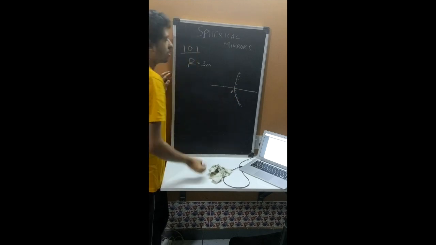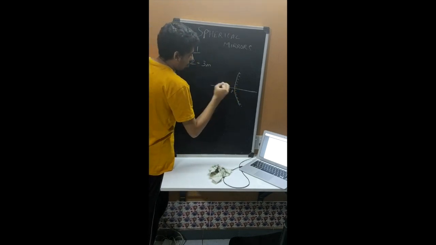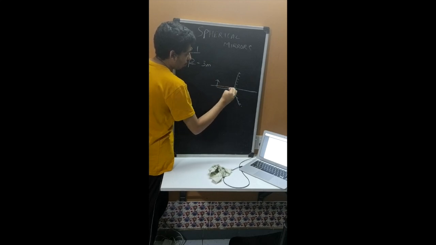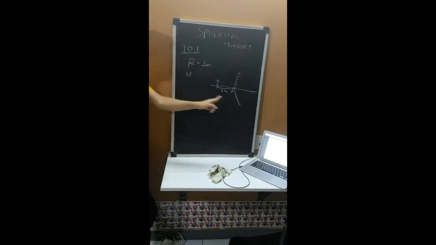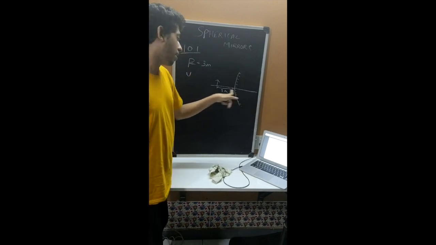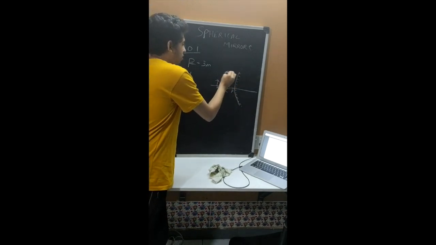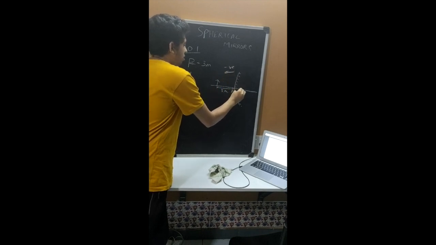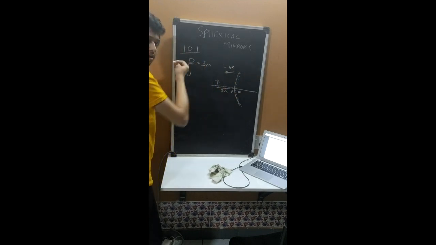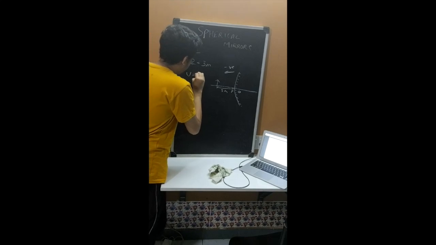Pole. Bus is on, obviously the object is on the left, it has to be always on the left, and they have told it is 5 meters. So what is u? Is it minus 5 or plus 5? It is minus 5 because the left side is negative, this is 0, we are coming to the left side, it is minus 5 meters.